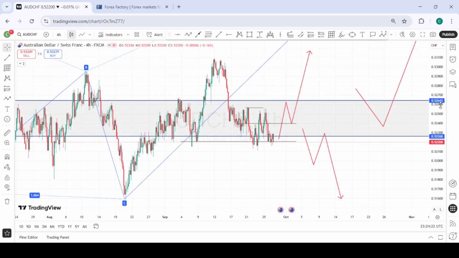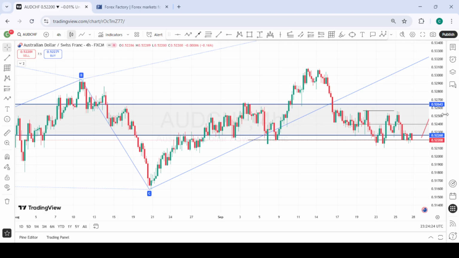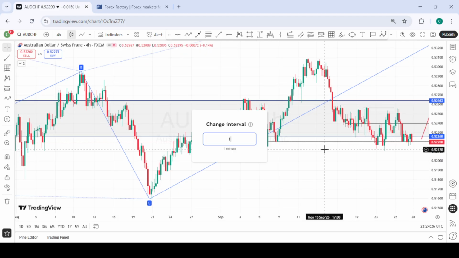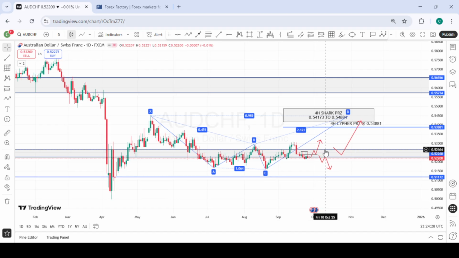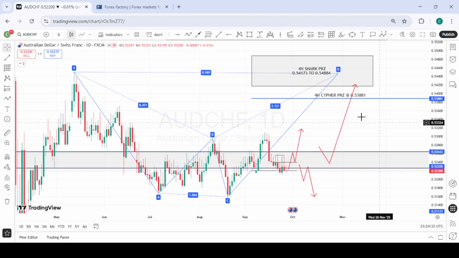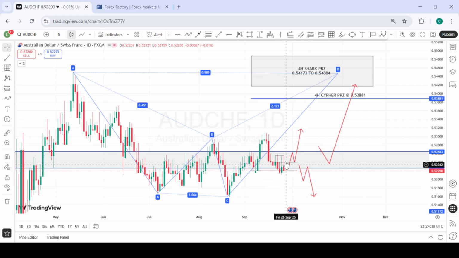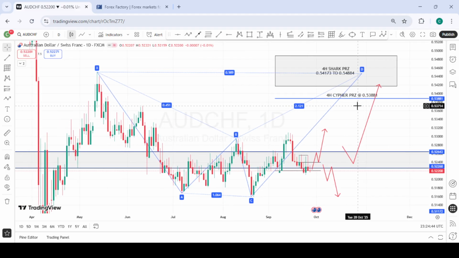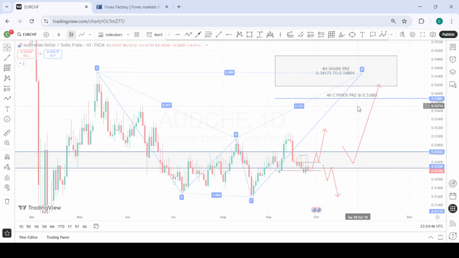Sorry, let me just show the targets for AUDCHF. So on AUDCHF, we are looking forward to a potential cipher or shark pattern. So these are various targets that we're looking forward to for the coming week. Should we get the clean reversal pattern in this zone and we get the buying opportunities, these will be our various targets that we'll be looking at for AUDCHF.